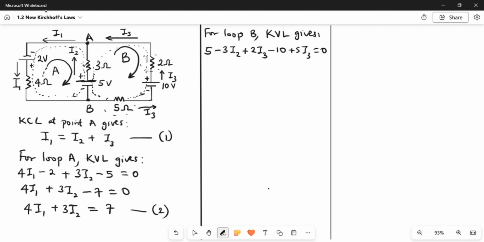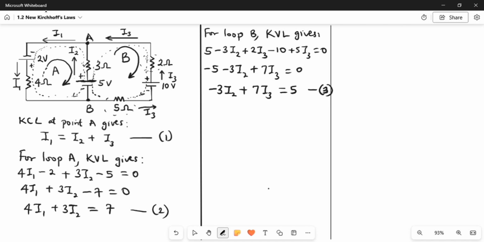5 minus 10 is -5. So say -5 minus 3I2 plus 2I3 plus 5I3, which is 7I3, equal to 0. That gives us -3I2 plus 7I3 equal to 5. Let's call this equation 3.